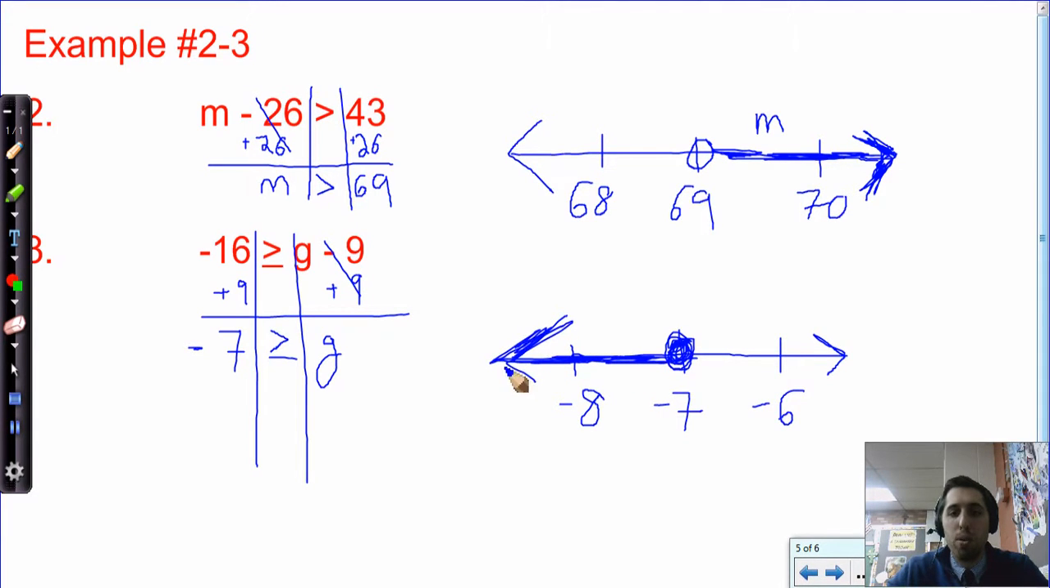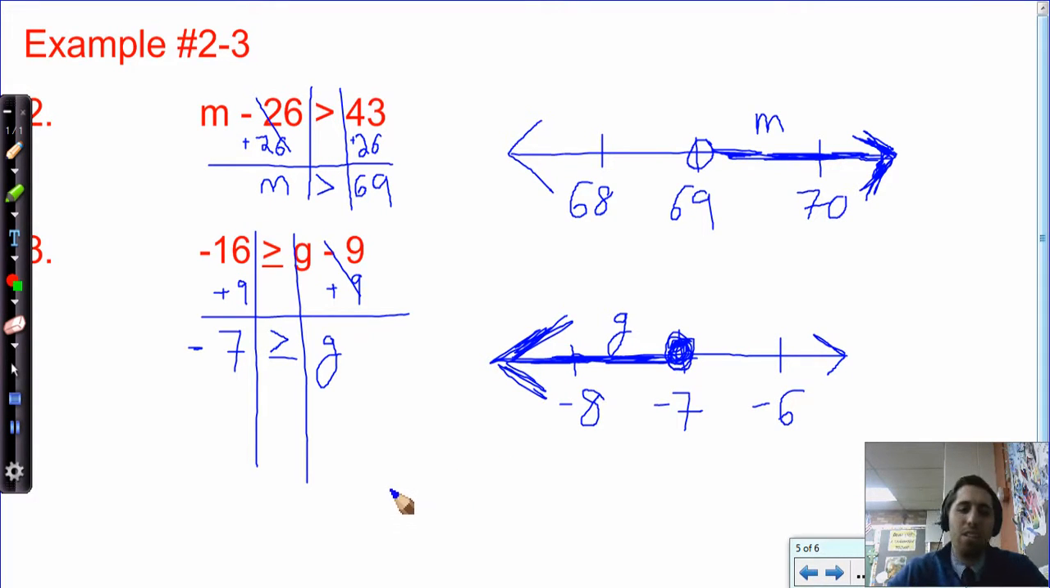That's one strategy, is plug in these numbers. Negative 6, if I plug in negative 6, it would be saying negative 7 is greater than or equal to negative 6. That's not true. So G cannot be on the left. It has to be on the right because negative 8 does make sense. Or you can read it from right to left.